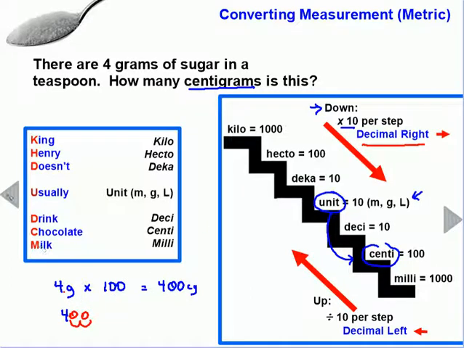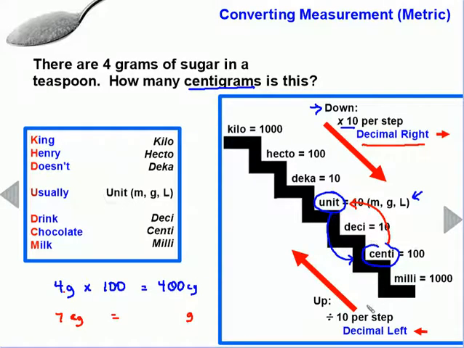And it works the same way if we were to choose something else. Let's say we were converting 7 centigrams, and we want to convert it to some number of grams. This time, we're going up the ladder, right? We're going up the ladder this time. We're going from centigrams to units. So we're going up the ladder.